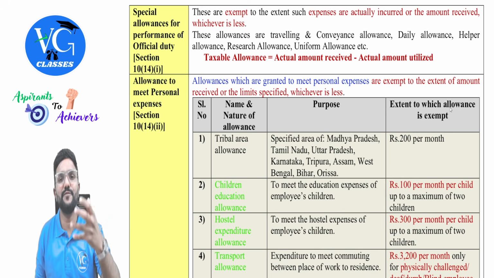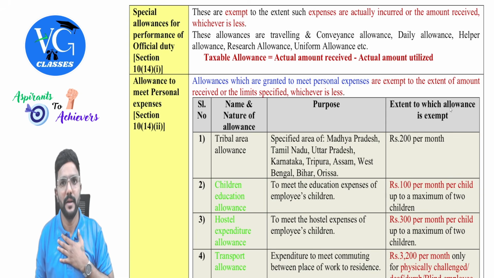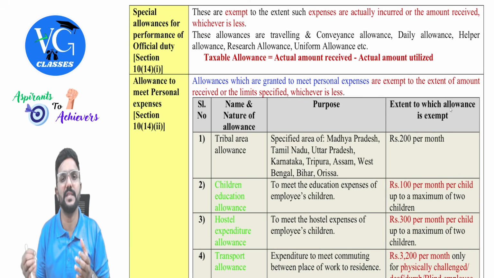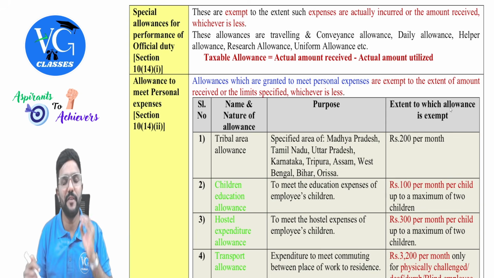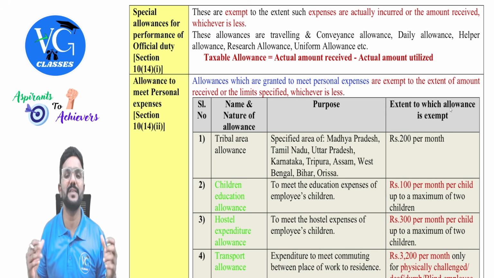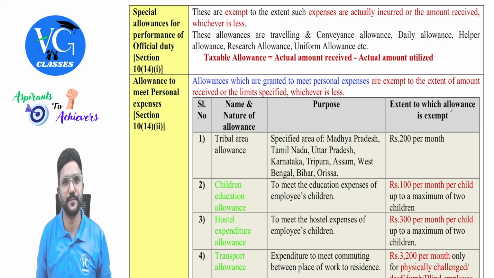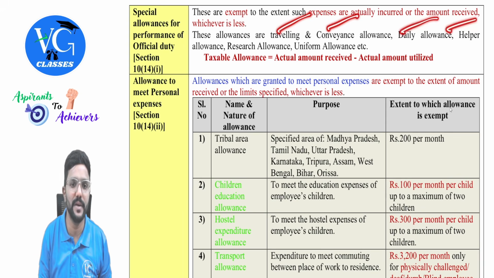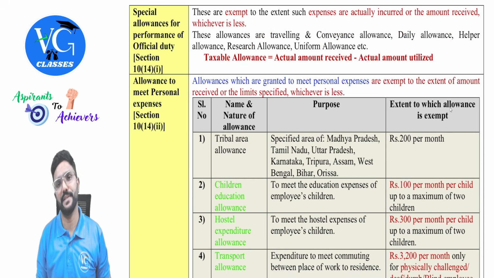For example, assume for conveyance purpose, the employer had given 10,000 to the employee and the employee has spent only 8,000. How much is exempt? 10,000 or 8,000, whichever is lower, 8,000. What if the employee has spent 15,000? Then 10,000 or 15,000, whichever is lower, 10,000 would be exempt, guys. Clear? And in the first example, 2,000 would be taxable. It would be included in salary calculation, guys. Some examples here are traveling, conveyance, daily allowance, helper allowance, research allowance, and uniform allowance, guys.